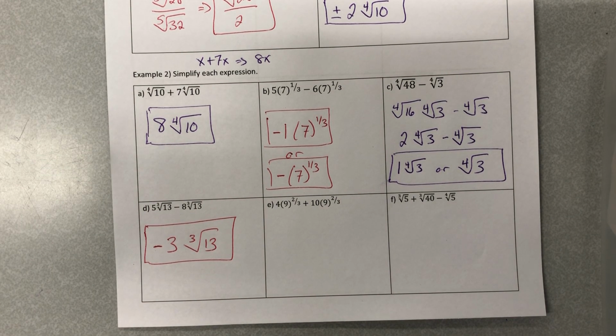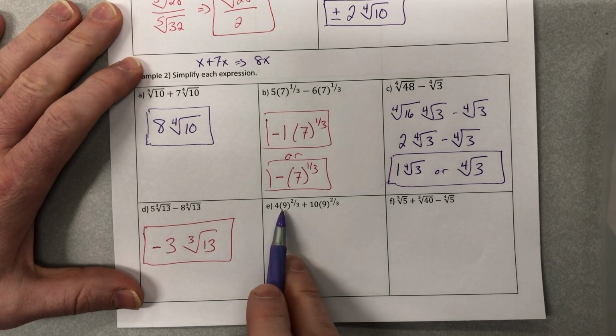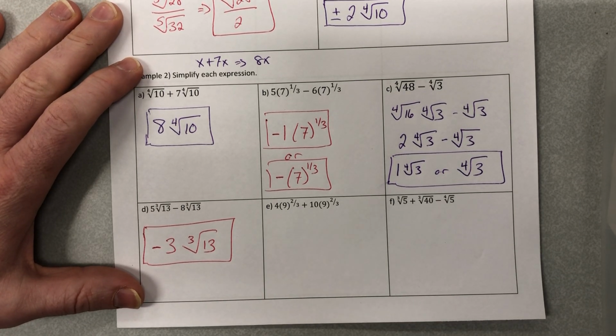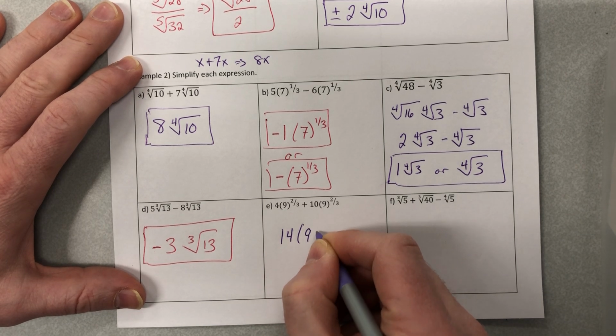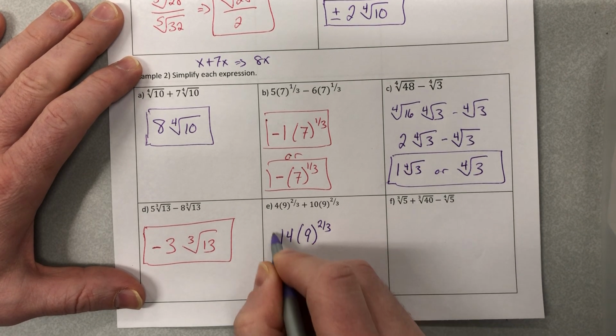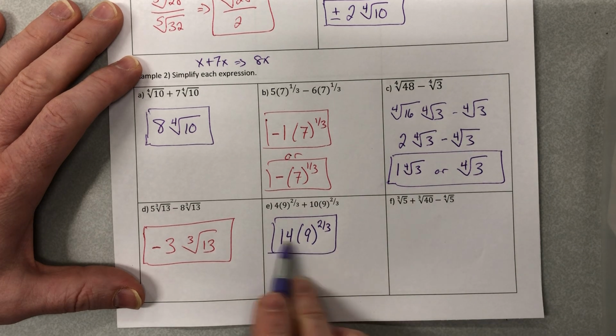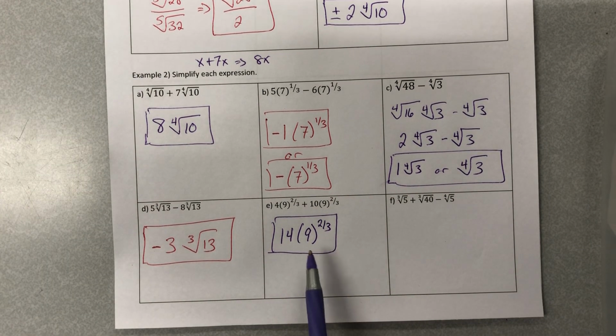All right. Example E is similar to B. We have 9 to the 2/3 in each of them, so that's the same. 4 plus 10 is 14 times 9 to the 2/3. All right, we're not going to multiply these things. Remember, you'd have to do the order of operations first. That's why we leave it as is like that.